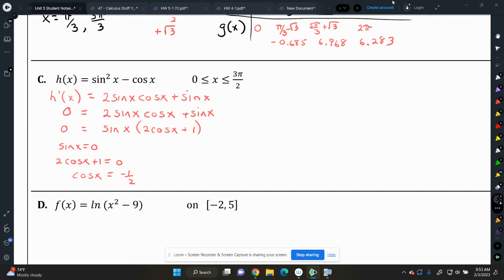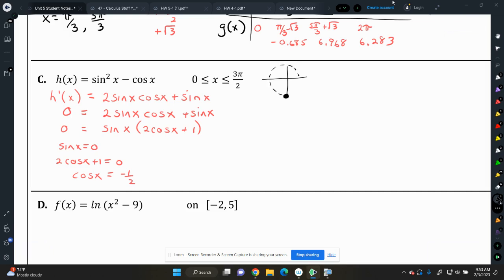Okay, on the interval, I still like to draw my little unit circle. It just helps me to visualize it. 3 pi over 2. So where is that going to be? That's going to be down here, right? That's what helps me, just seeing where it is on my circle. Okay. So we're looking on this interval here.